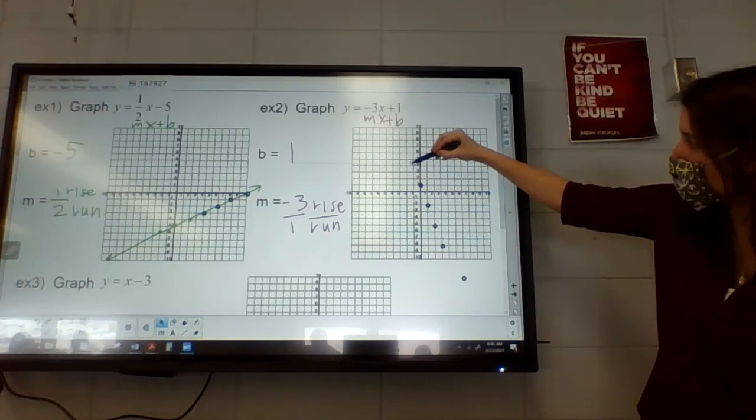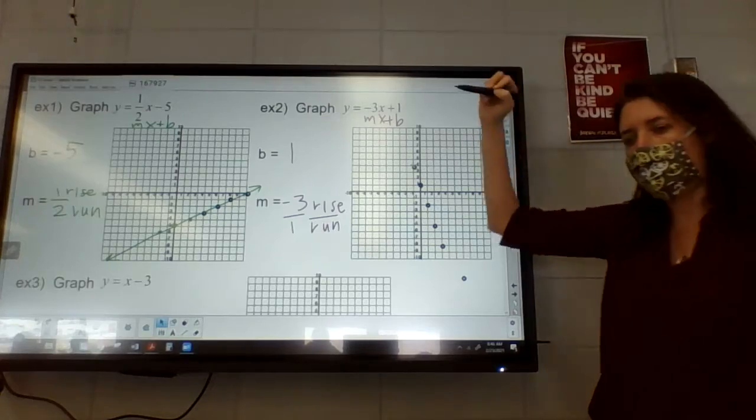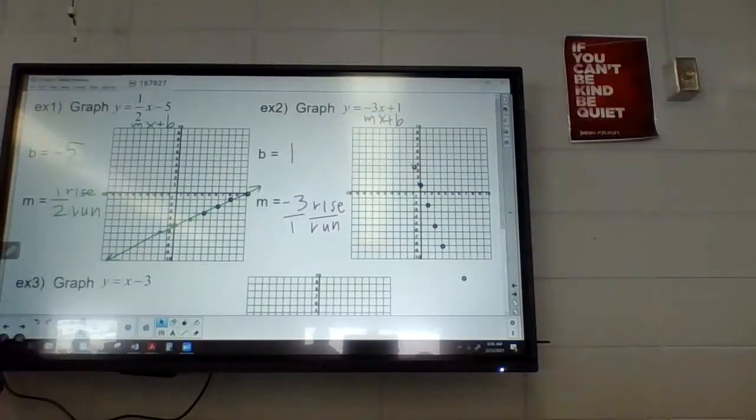But you can also reverse it. You can go up 3, back 1. So you're able to get that line drawn. Do more dots than that. Make sure it's a little more accurate. So give me more dots rather than less.